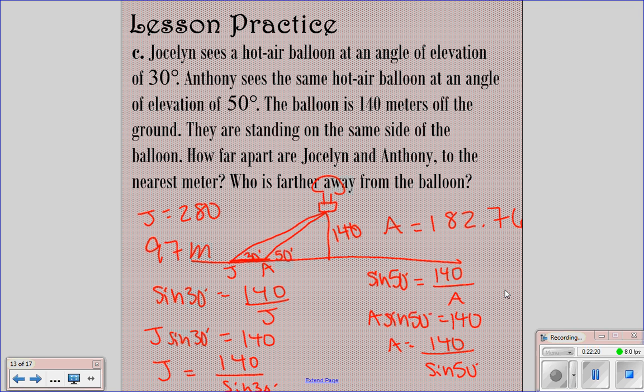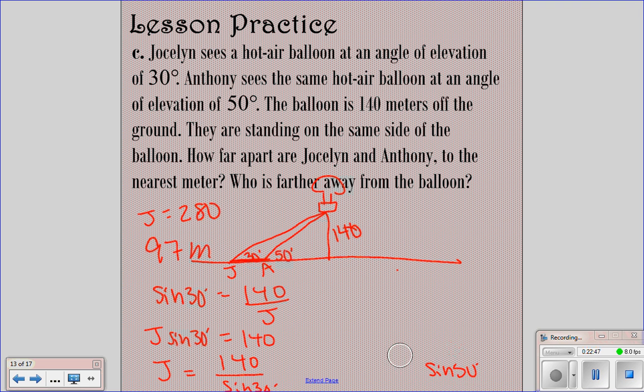And I just realized that what I found was the hypotenuse, and so that doesn't tell me how far apart they are right here. I found how far they are from the balloon. In order to figure out how far they are apart, we actually would not want to use sine. We would want to use tangent here.